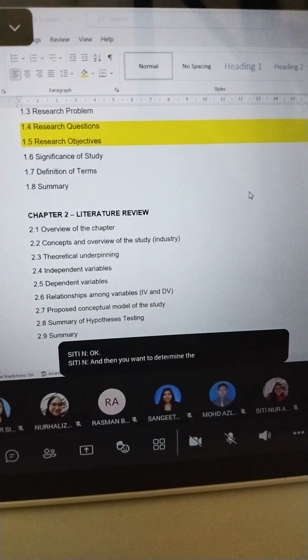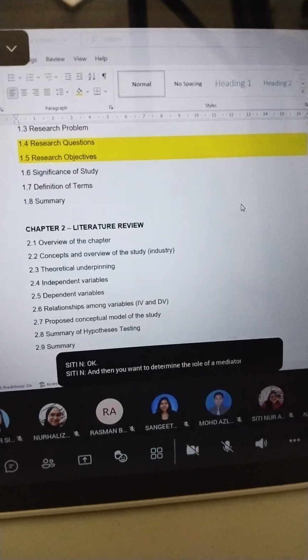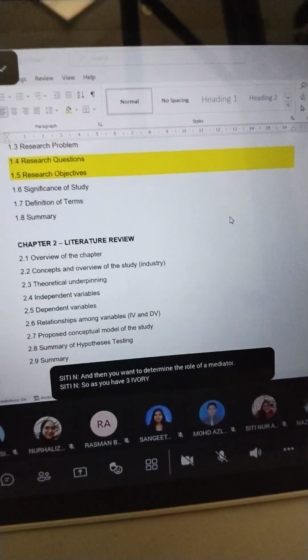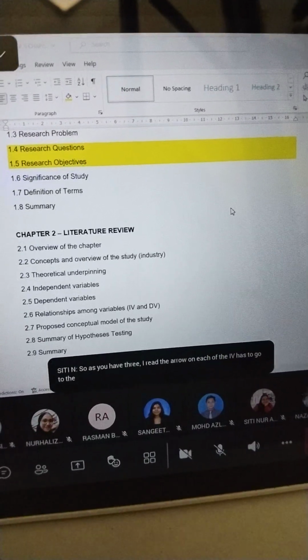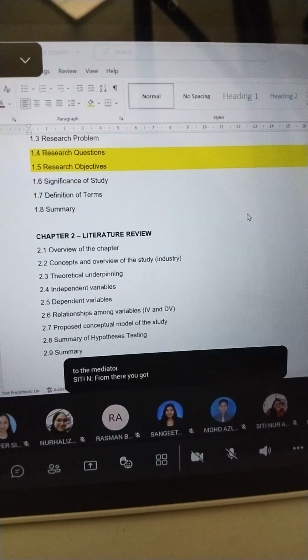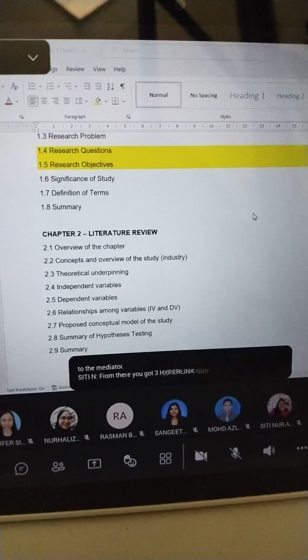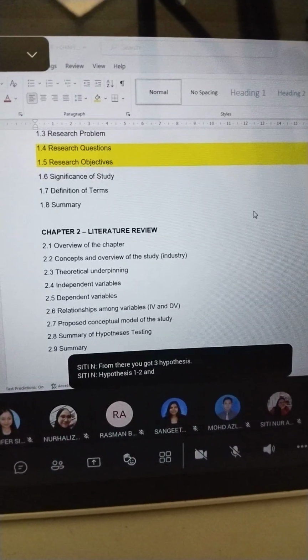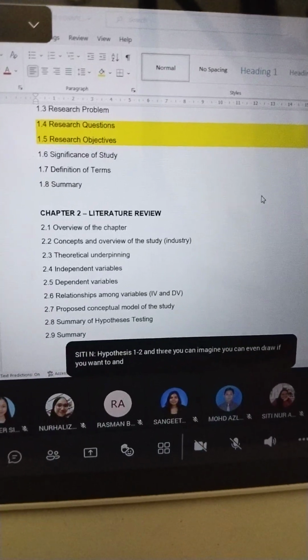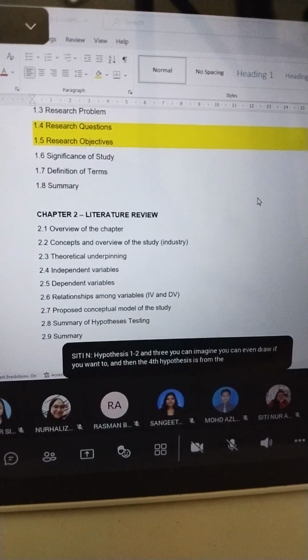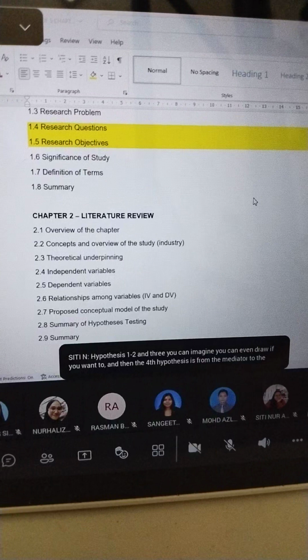I want to determine the role of a mediator. So as I have 3 IVs, the arrow on each of the IVs has to go to the mediator. From there, you get 3 hypotheses: hypothesis 1, 2, and 3. You can imagine, you can even draw it if you want to. And then the 4th hypothesis is from the mediator to the DV.